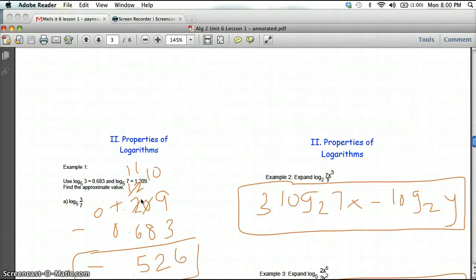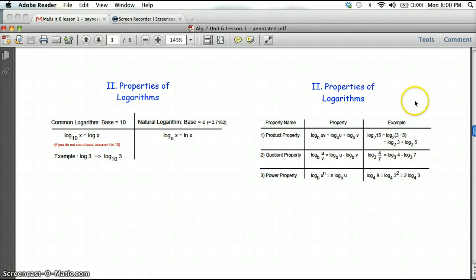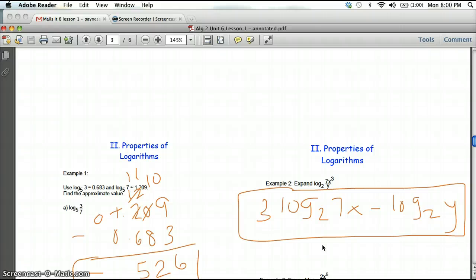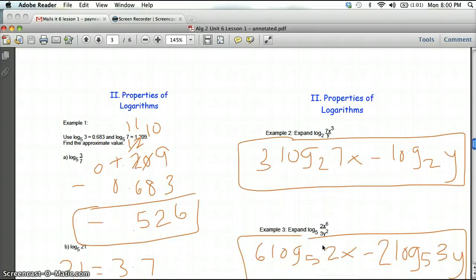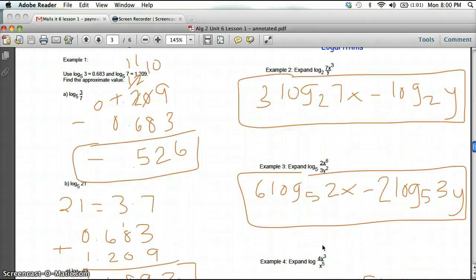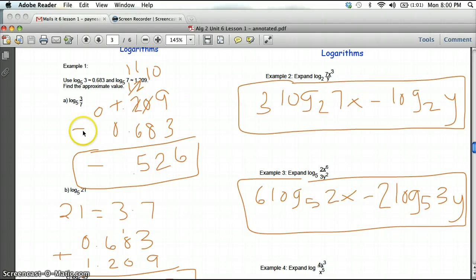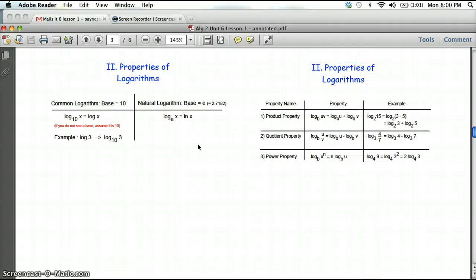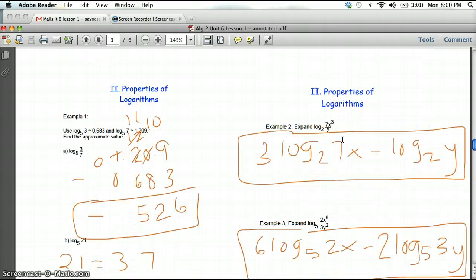Now for this one, you're going to use the properties up here to solve for each of your logarithms. So down here, for example, number 1 gives you log base 5 of 3 divided by 7. Now if we go back and look up at our rules, anytime that we have division, we actually subtract. So that's what we're doing down here: log base 5 of 3 over 7.